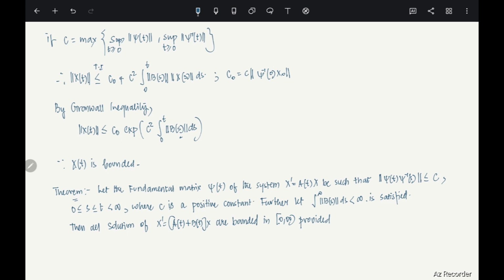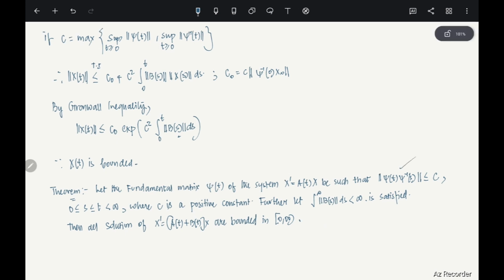No, what am I doing? I wrote the condition. Sorry, I wrote the condition. Then all solutions are bounded in 0. Okay, this is the condition on the fundamental matrix, and of course the integrability of B(s) is required. Summability, that is there. Moreover, you can say much more here.